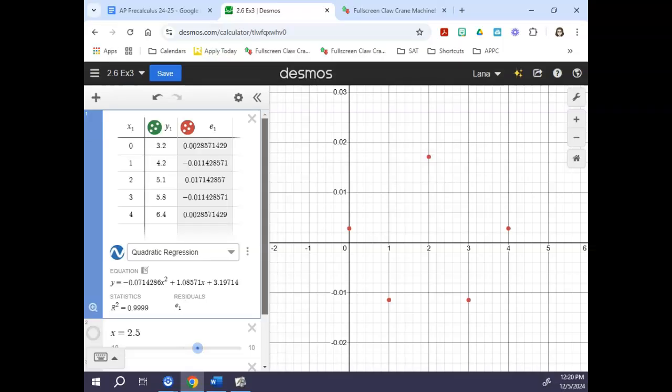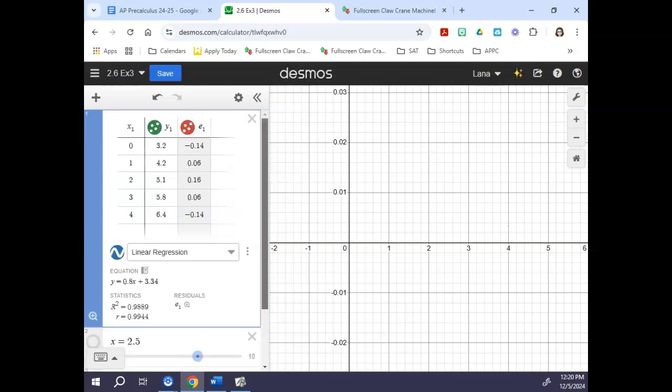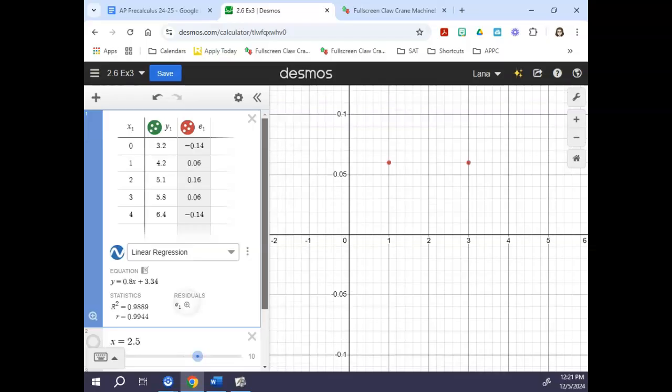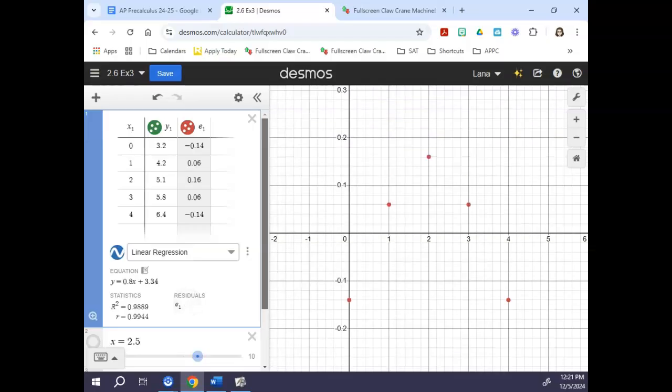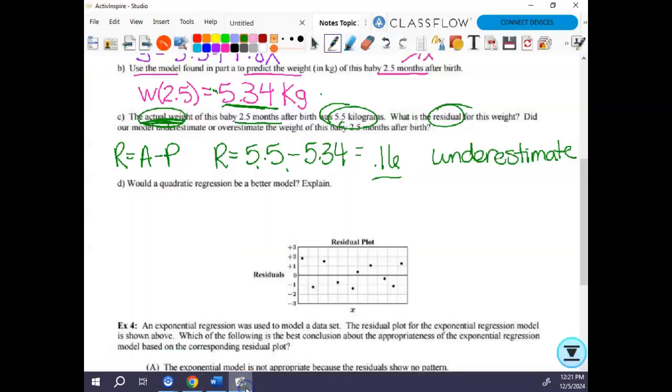Okay. It looks like a pentagon, but that's not the kind of pattern we're looking for. As far as just where the points land, that's definitely more random than this one is, right? And when I go back to linear, I can't see anything, so I click that, okay? So if I had to choose between the two, I think the quadratic definitely looks better there. So we can say that, would quadratic be a better model? Yes.